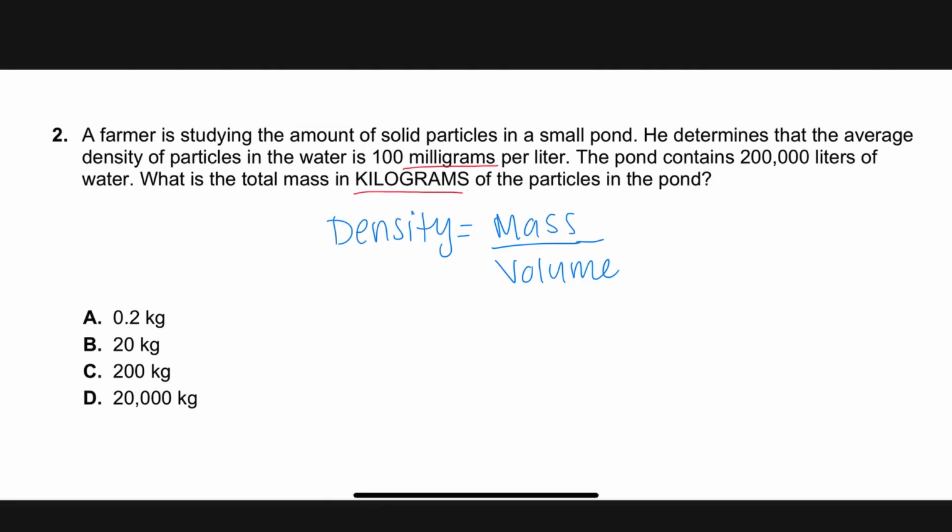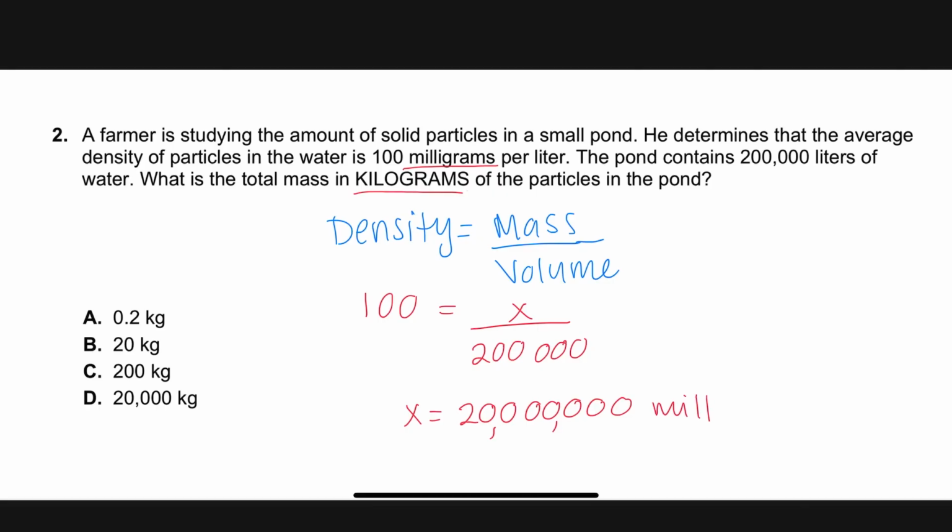So let's go ahead and set this up and figure out the mass, and then we'll convert that after. So our density is 100 milligrams per liter. We don't know the mass, but we do know the volume is 200,000 liters. So you're going to multiply 200,000 with the 100. So our mass is going to be 20 million milligrams.